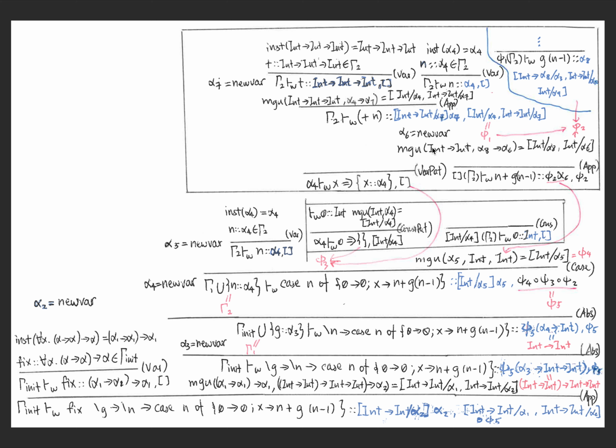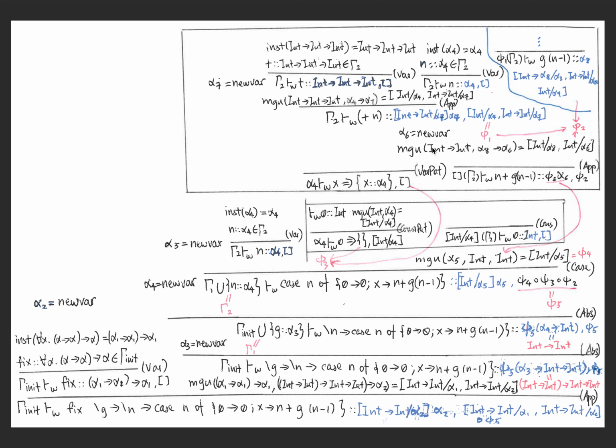Hopefully you can improve it first. And under this new environment, we're going to infer the actual argument, which is g applied to n minus 1. We'll have some type alpha 8, and then these are the output substitutions. We're going to see that in the next slide. Psi 1 applied to gamma 2, and try to infer the type of g applied to n minus 1.